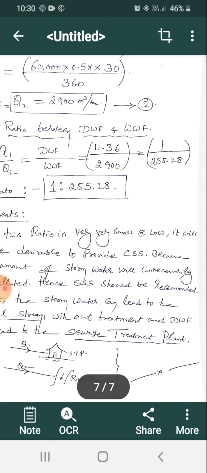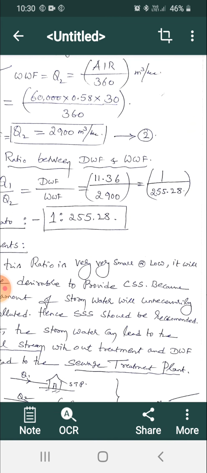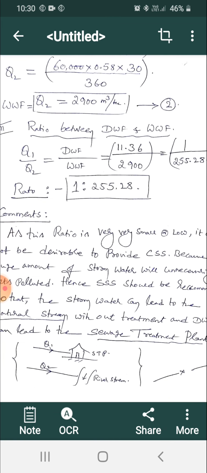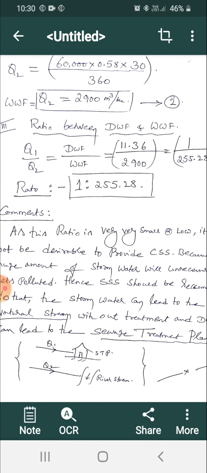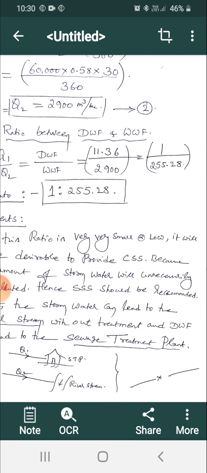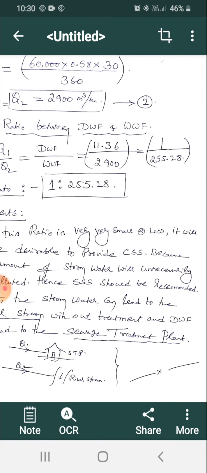A separate sewerage system should be recommended, so that the storm water can lead to the, what you call, natural stream without treatment, and DWF can be led to the sewerage treatment plant.